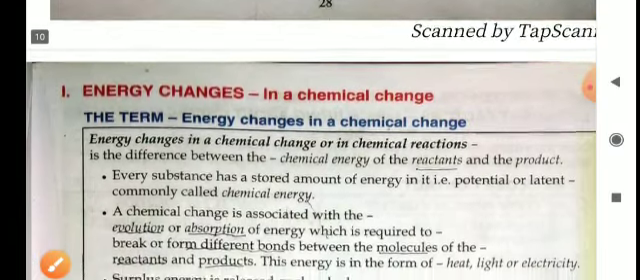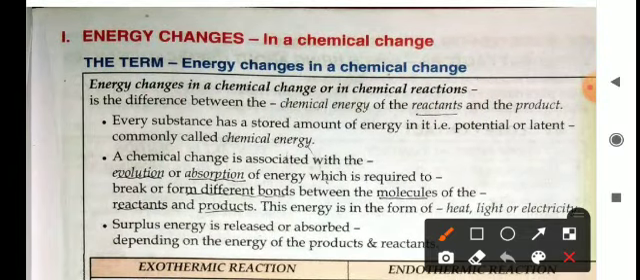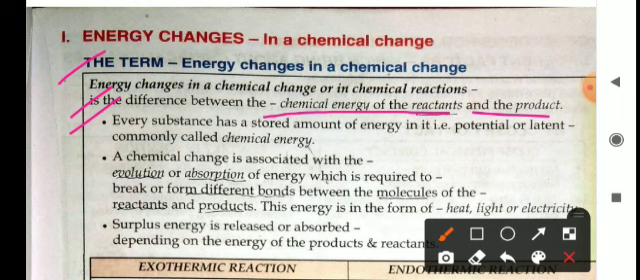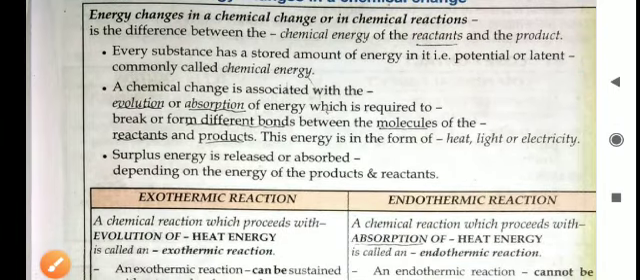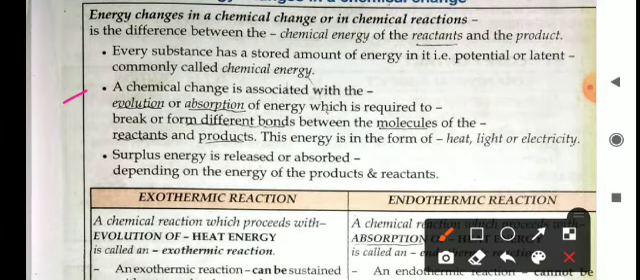Now, energy change in chemical reactions. Energy change in a chemical change is the difference between the chemical energy of the reactants and the products. Every substance has a stored amount of energy in it, that is potential or latent, commonly known as chemical energy. A chemical change is associated with the evolution or absorption of energy, which is required to break or form different bonds between the molecules of the reactants and products.